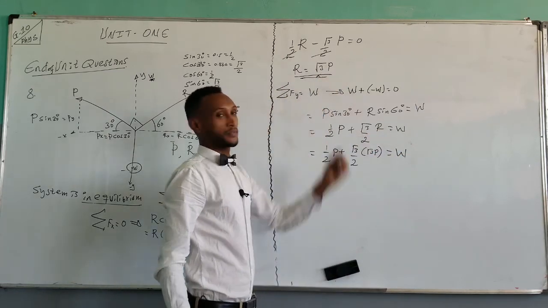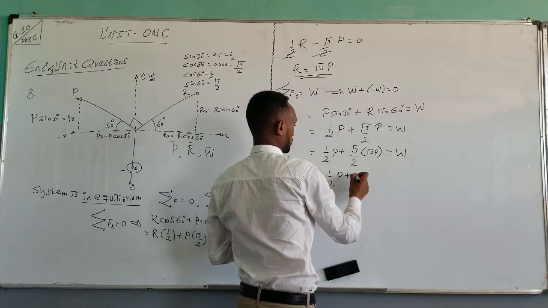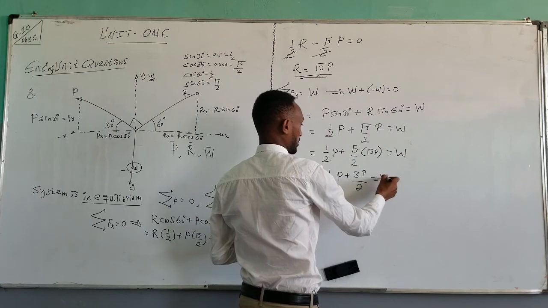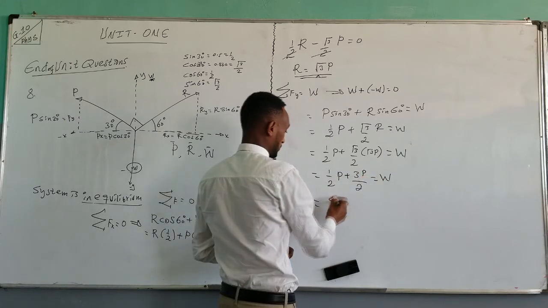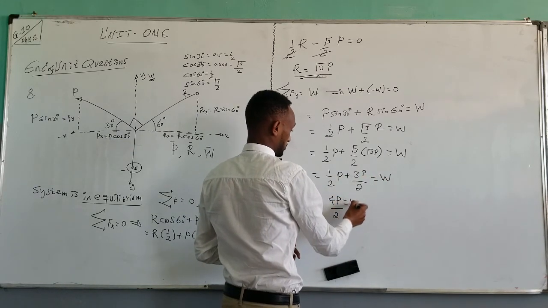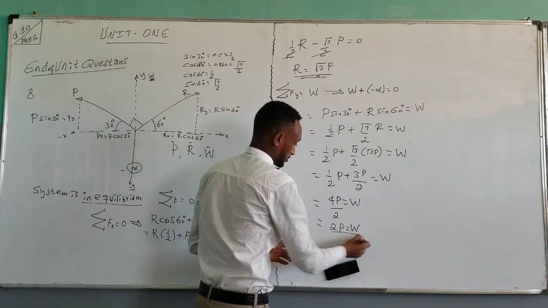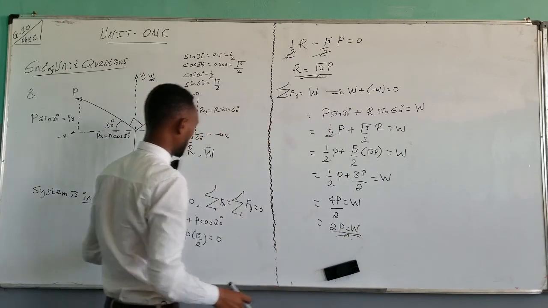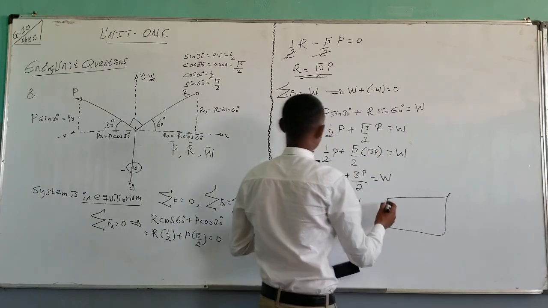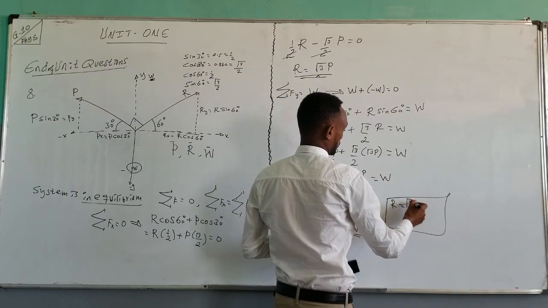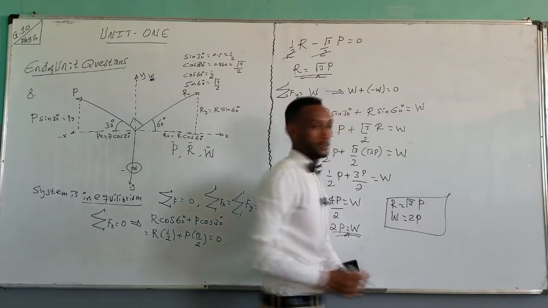In the case of R we have root 3 P. Then 1 over 2 of P plus root 3 times root 3, which is 3P over 2, is equal to W. Then P plus 3P is 4P over 2, which is equal to W. Then 2P is equal to W. Now the system is in equilibrium, and you can repeat the relation between the vectors as R equals root 3 P, and W equals 2 times P.